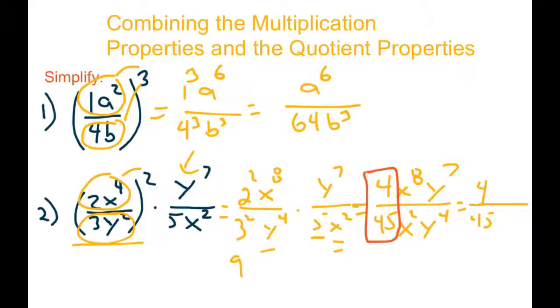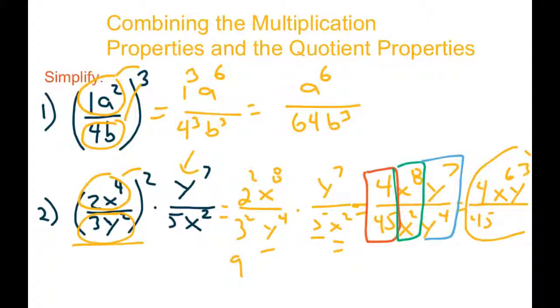I have an x to the 8th now over an x squared, and we're going to subtract the exponents. 8 minus 2 is 6. Then we have a y to the 7th over y to the 4th. Once again, subtract, y to the 3rd. And then that would be our final answer. So that's a more complicated problem combining our quotient and our multiplication properties.